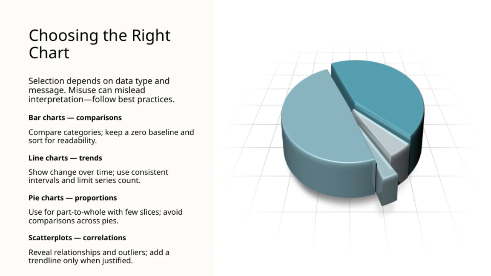Line charts are perfect for illustrating trends over time and comparing categories. Just remember to keep a zero baseline for clarity and sort the data to improve readability. Lastly, bar charts are versatile for comparisons, but choosing the right type depends on your data and the message you want to convey. Be cautious.